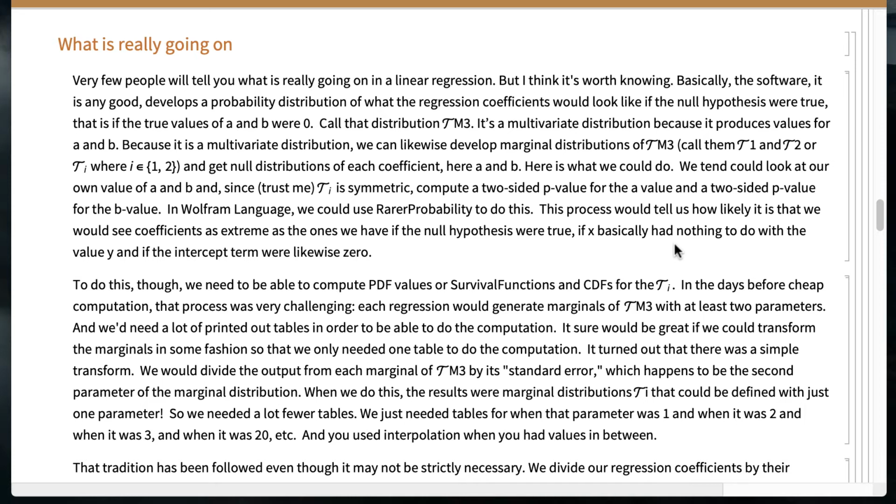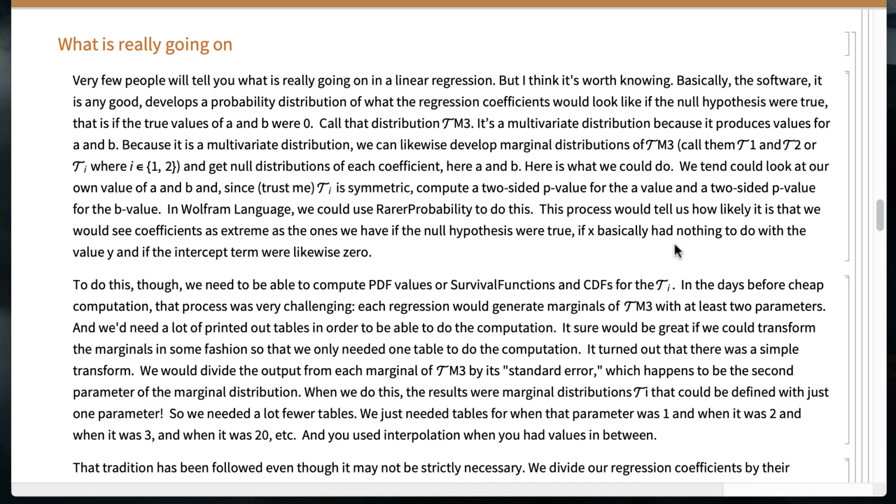Basically, what the software is going to do, if it's any good, is to develop a probability distribution of what the regression coefficients, A and B here, would look like if the null hypothesis were true. That is, they're going to try and figure out what would we expect to see in A and B if X had no relationship with the output Y and the intercept term were 0. So let's call that distribution script capital T M3. The script capital T is because it's sort of related to something called a T distribution, the M because it's a multivariate distribution, and the 3 so it doesn't get confused with 1 and 2.